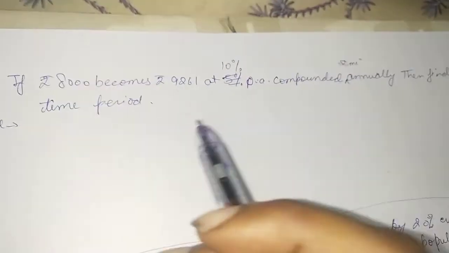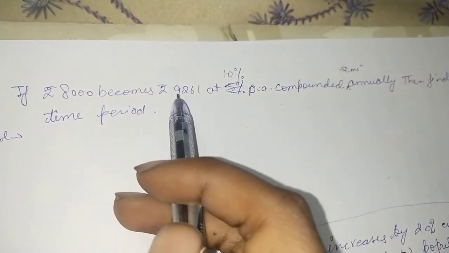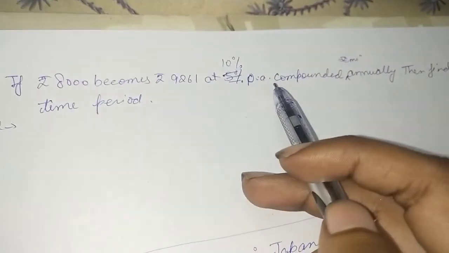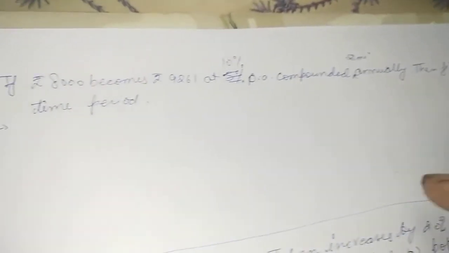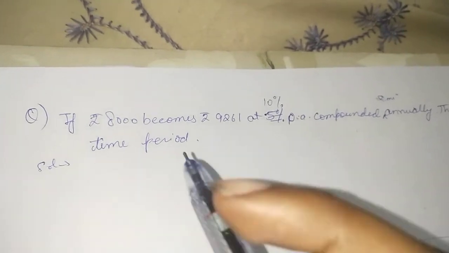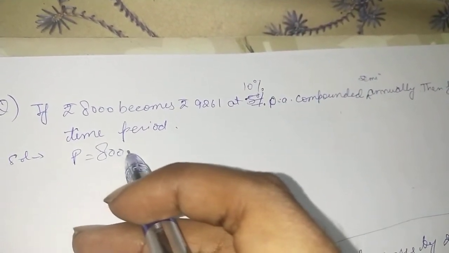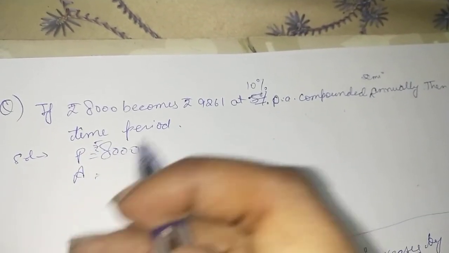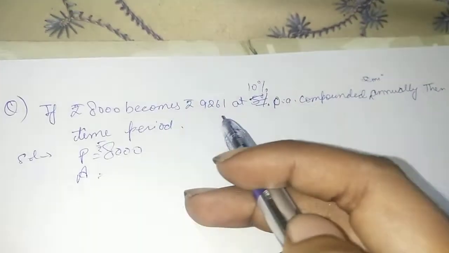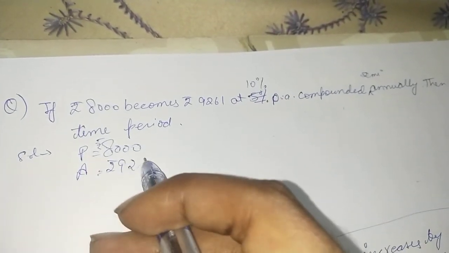Let's continue. Now the question says that if rupees 8000 becomes rupees 9261 at 10% per annum compounded semi-annually, then find the time period. So let's first of all write down the things given to us. What is the principal given? The principal given to us is 8000. How much is the amount it becomes? That means this is the maturity value, the total value that you are receiving. So the amount given to us is 9261.